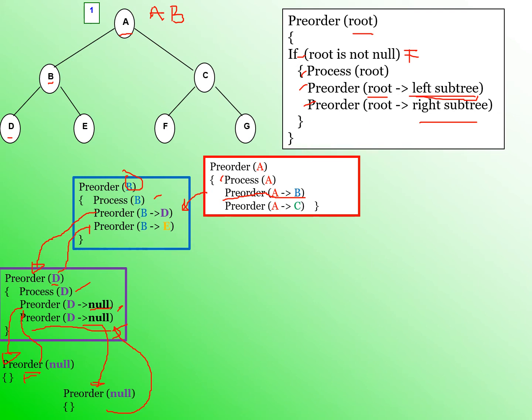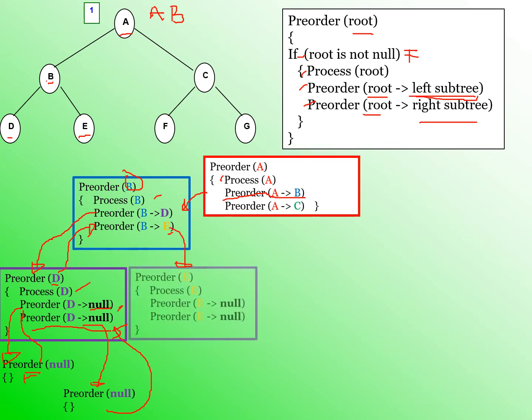And then next statement is pre-order root referencing to right subtree. So B referencing to right subtree is E. So, tinawag na naman niya ang sarili niya, pero ang root this time ay E. Is E not null? That is true. Process root, so process natin si E.